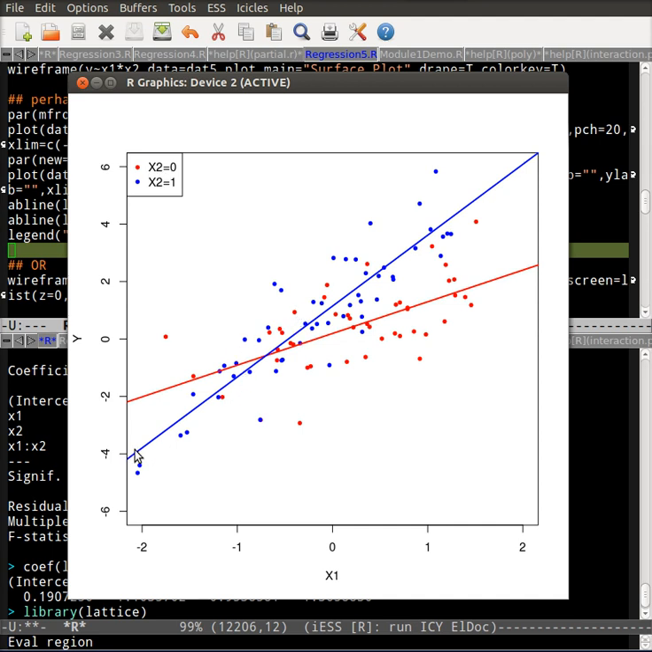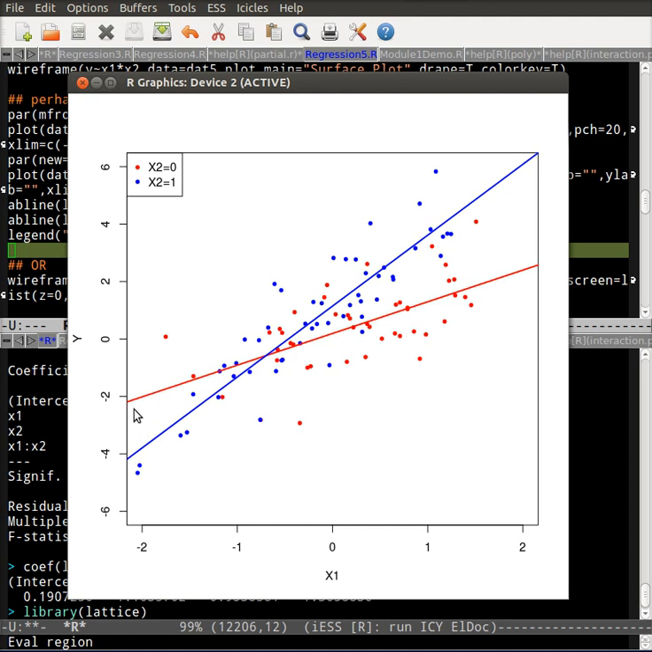So we look at this is when x2 is equal to 0. The red dots are where x2 is equal to 0, and the red line is the line of best fit. And the x2, when it equals 1, is blue, so it's all the blue dots and the blue line. So what does this mean?